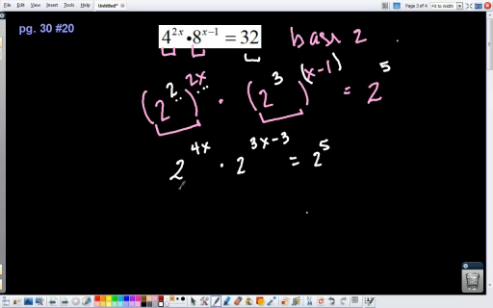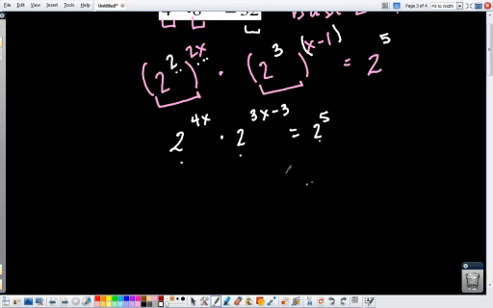Okay? So now that all of our bases are equal, we can start doing a little more simplification. On the left side, we can apply the multiplicative property of exponents. That means if our bases are the same, we can add the exponents together when they're being multiplied. So 2 is our base, there's a multiplication sign, that means we can add 4x and 3x minus 3 together. So 4x plus 3x is 7x minus 3 equals 2 to the 5th.